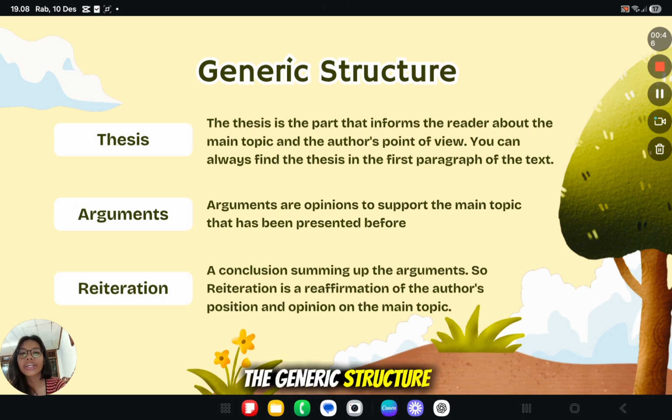The generic structure of this text are, first, the thesis. Thesis is the part that informs the reader about the main topic and the author's point of view. You can always find the thesis in the first paragraph of the text. The second, arguments. Arguments are opinions to support the main topic that has been presented before. And last is reiteration. Reiteration is a conclusion summing up the arguments, so reiteration is a reaffirmation of the author's position and opinion on the main topic.